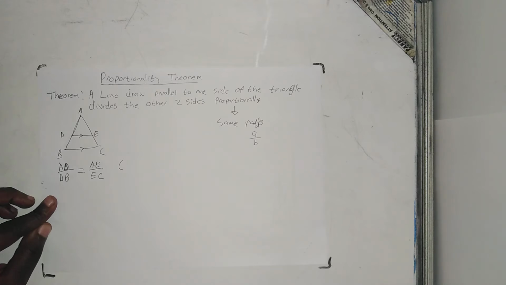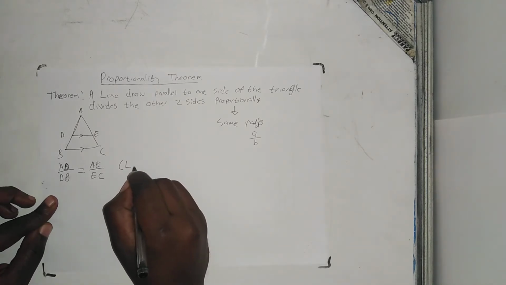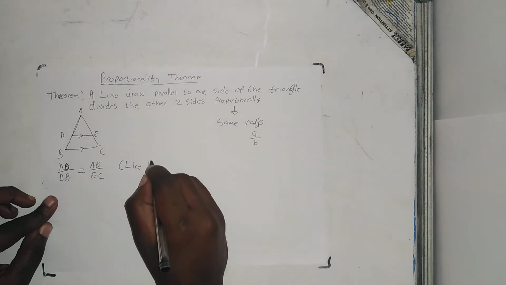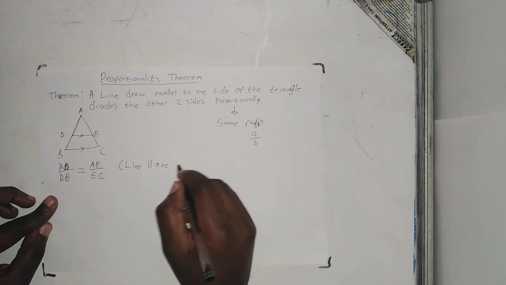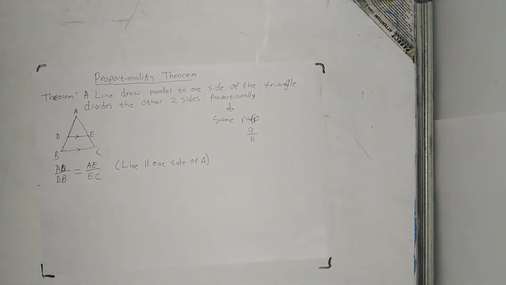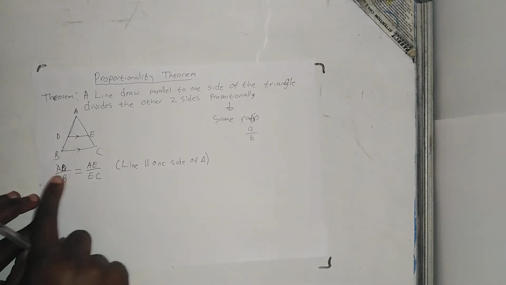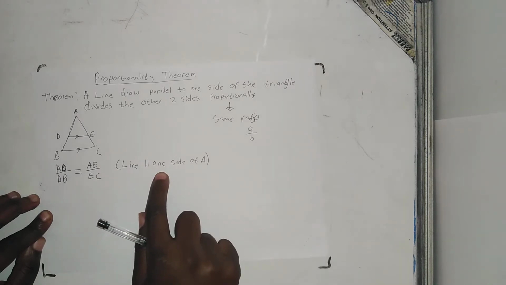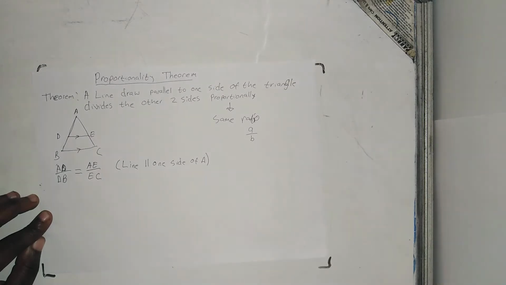So you can say line parallel to one side of a triangle. Now this is one of the ways in which you can show that I have used this theorem. So whenever you use something like this, you must have this reason coming with it. That I'm saying this because of a theorem that says the line parallel to one side of the triangle. That is one way in which you can put that.